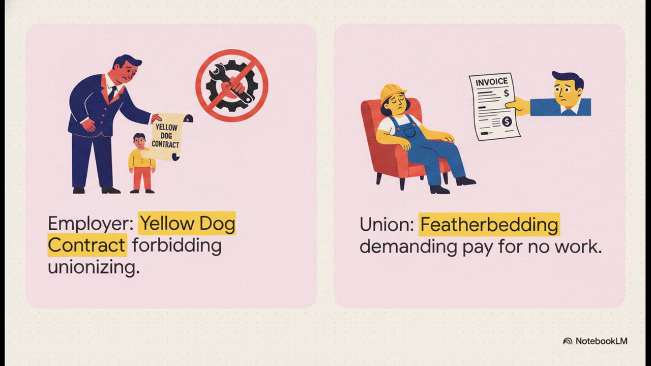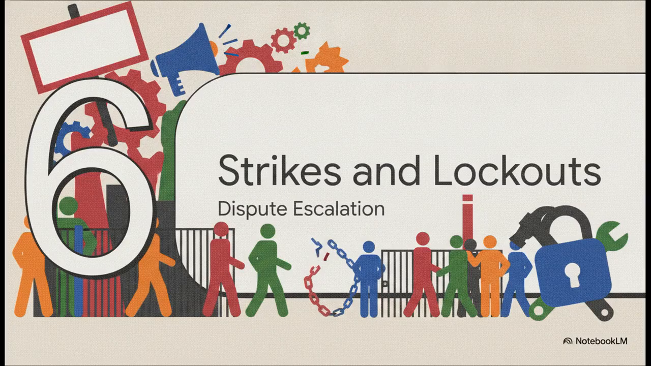On the employer side, a classic ULP is a yellow dog contract. This is where an employer requires a worker to promise not to join a union as a strict condition of getting or keeping their job. Totally illegal. But on the labor organization side, a union can also commit a ULP. For instance, something called feather bedding. This is when a union demands payment from an employer for services or work that was literally never actually performed. The bottom line is, both sides are strictly bound by the law to respect the foundational right to organize and bargain fairly.